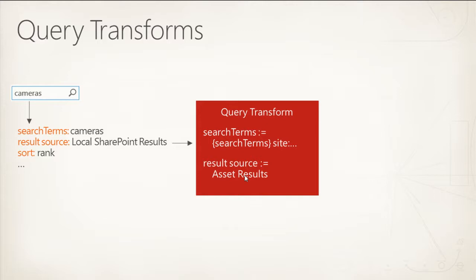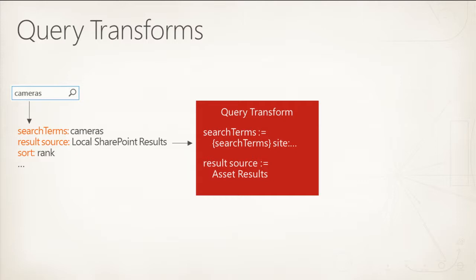But what about what the user typed? Like, you don't want to clobber that. You want to build on it. You want to add a filter to what the user typed. You don't want to replace it with something that you configured before the user ever did a search, right? Well, that's where those curly braces come in. Those are things called query variables.